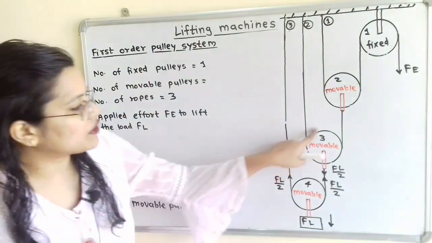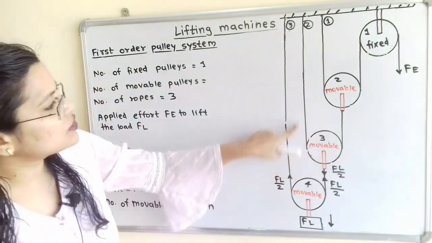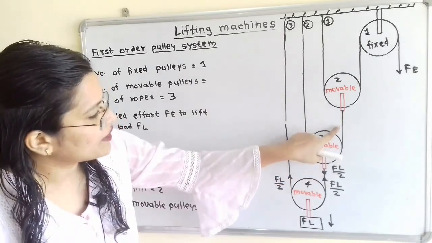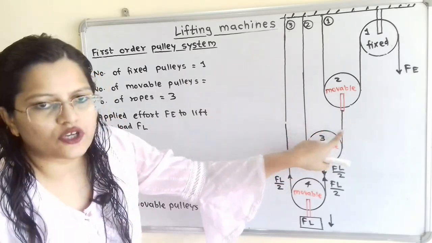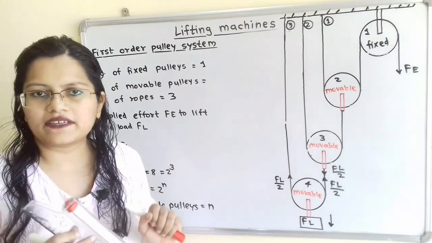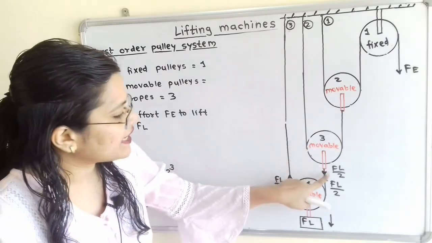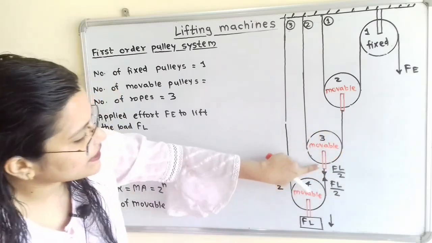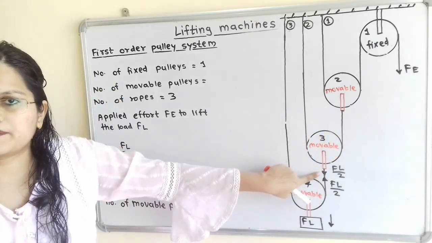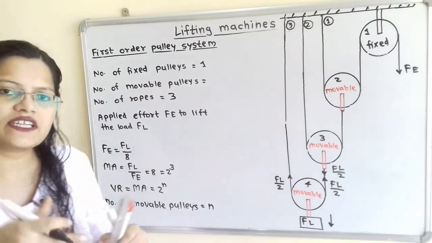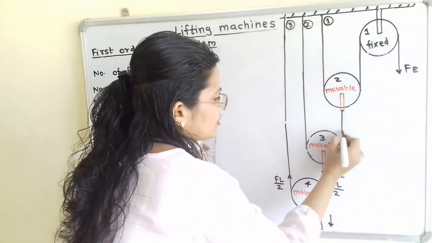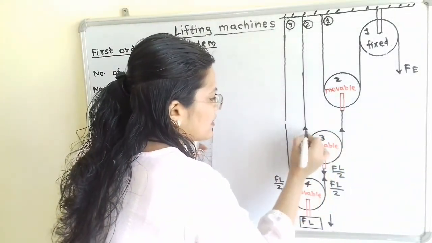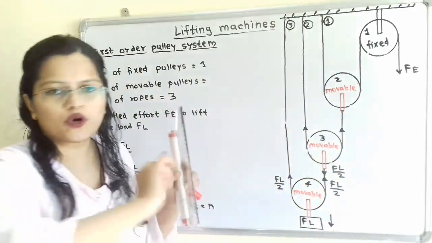Now if we observe, this pulley 3 is also connected to the rope at the two sides, that is on the right hand side and at left hand side. So this tension created, now this FL by 2 related to pulley number 3 is in downward direction. So we can say that tension created is in the upward direction. So I will show here direction. And this tension created on both sides.